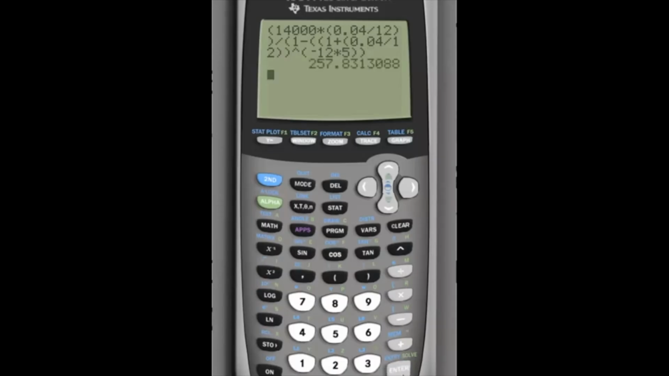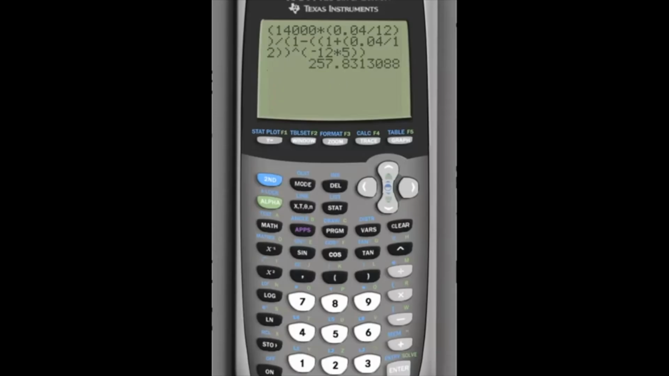And our monthly payment for an unsubsidized loan would end up being $257.83 a month. So it's not that huge of a difference between subsidized and unsubsidized per month, but over the 5 years, that would end up being a good amount of money that you're paying extra just from the different type of loan that you borrowed.